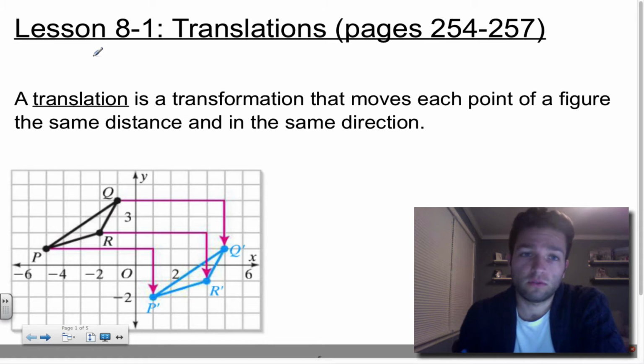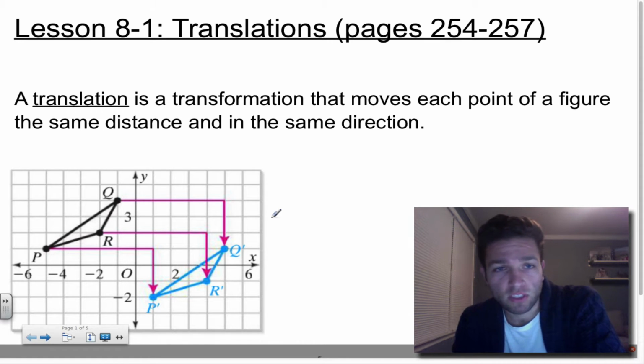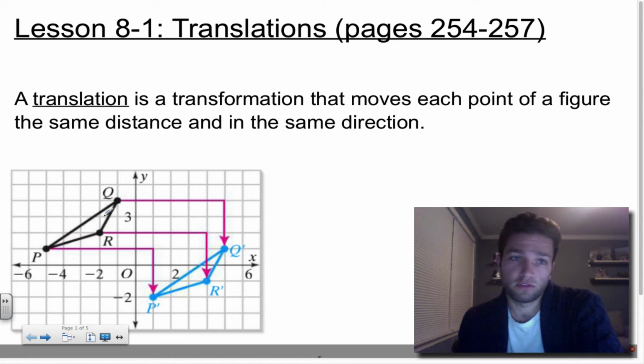And if you're taking notes, which I would advise, you can see on the screen here, a translation is a type of transformation that moves each point of a figure the same distance and in the same direction. So I've got a little picture right here to give you a visual of what a translation looks like. You might know it as a different word.